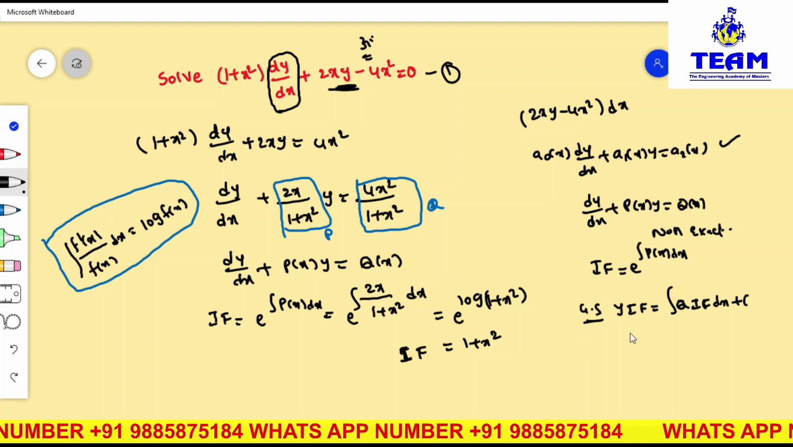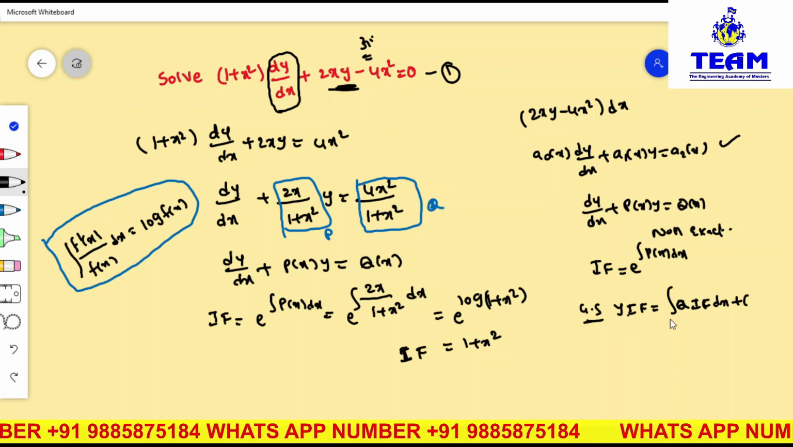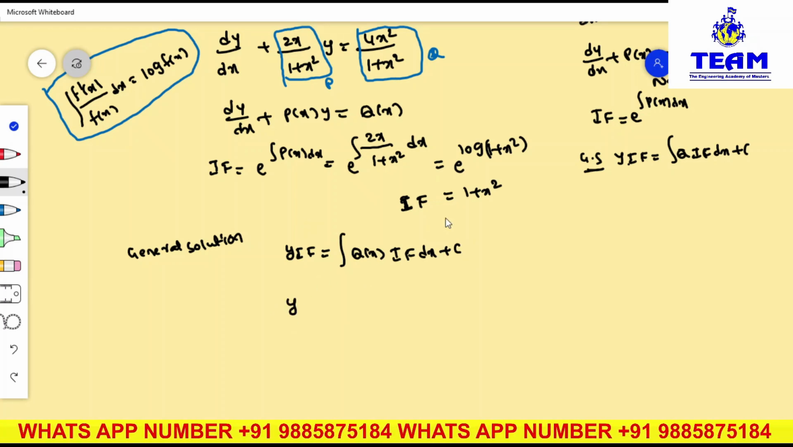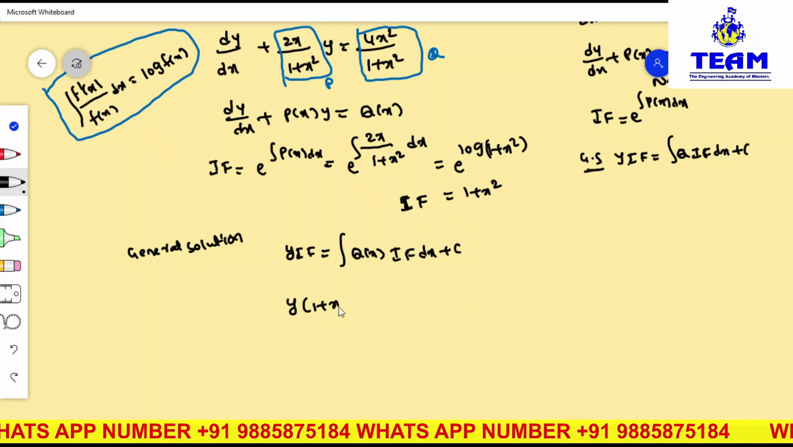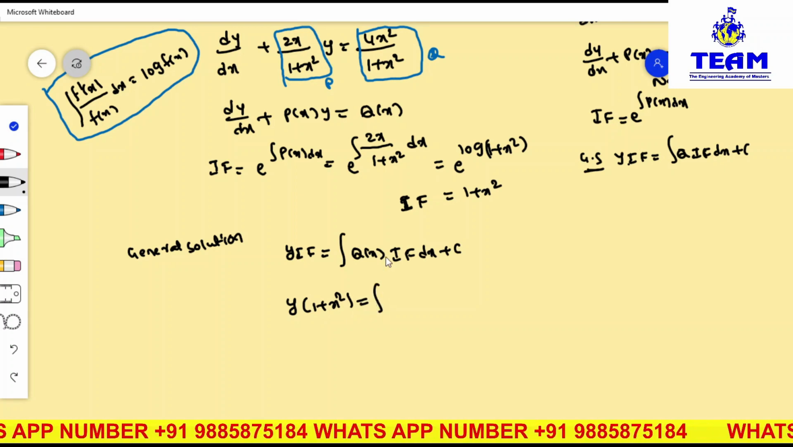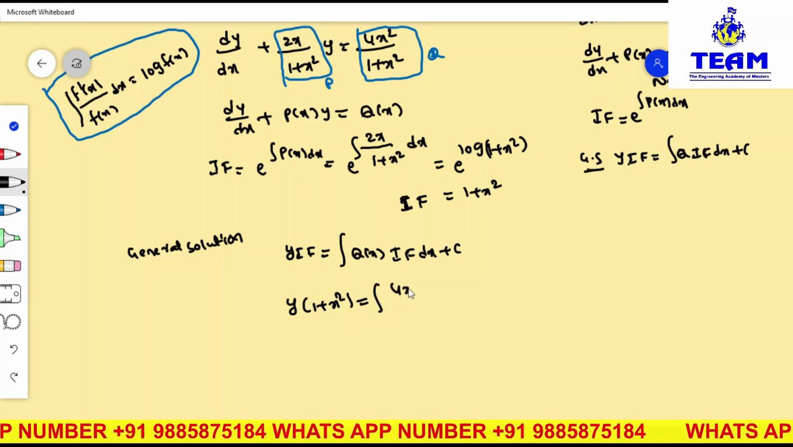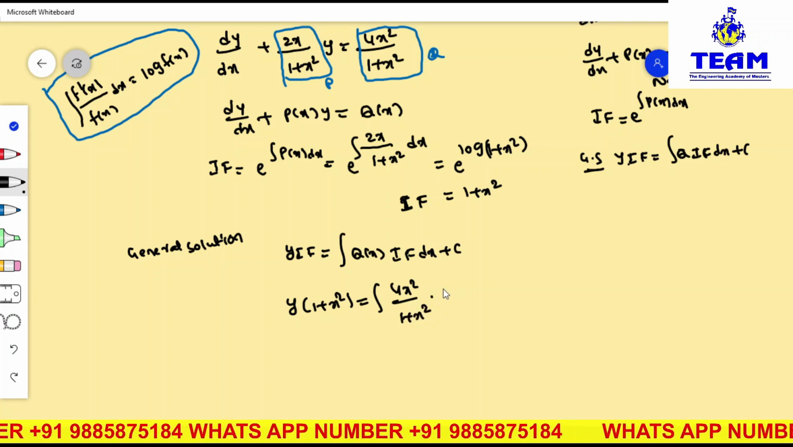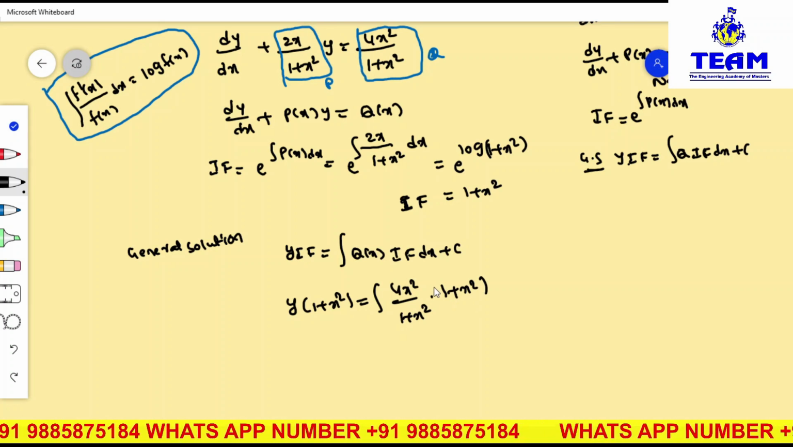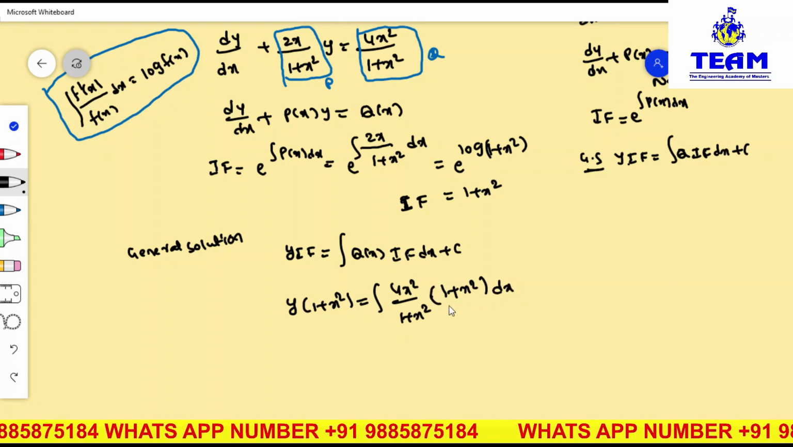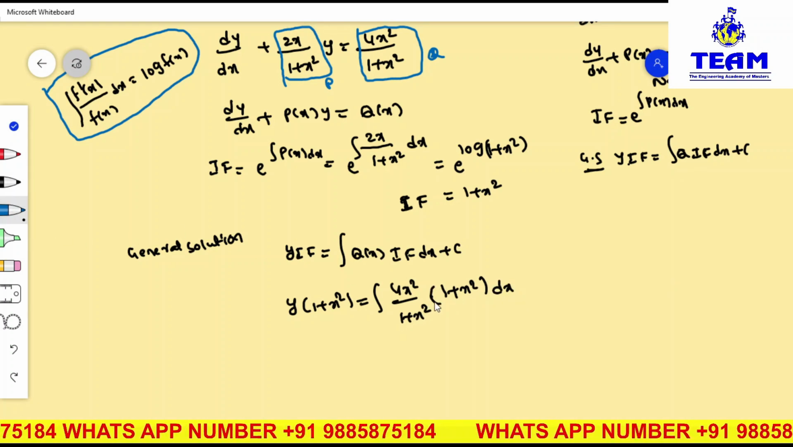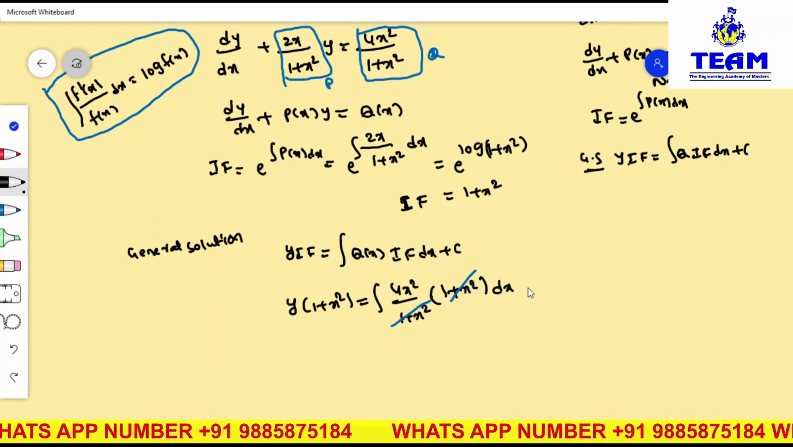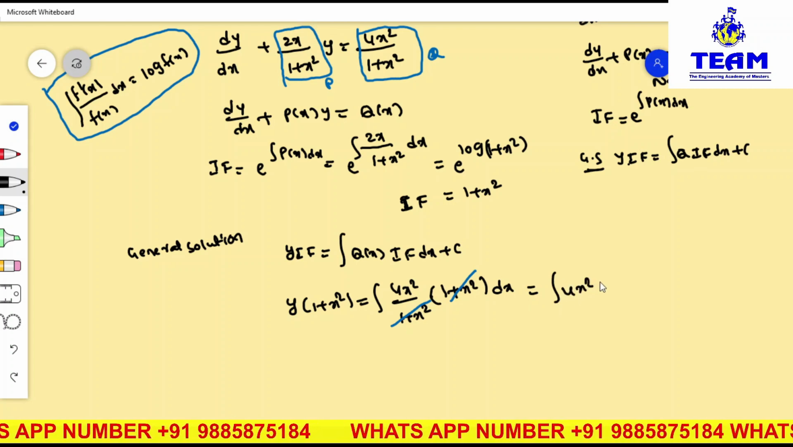The general solution is, we know that y into integrating factor is equal to integral of q into integrating factor dx plus c. Now, y into, what is the integrating factor here? You have 1 plus x square is equal to integral of q of x. What is the q of x? We have 4x square by 1 plus x square into integrating factor 1 plus x square, okay, into dx. Now you observe, friends, the denominator we have 1 plus x square and the numerator 1 plus x square get cancelled. Then we will have integral of 4x square dx only.